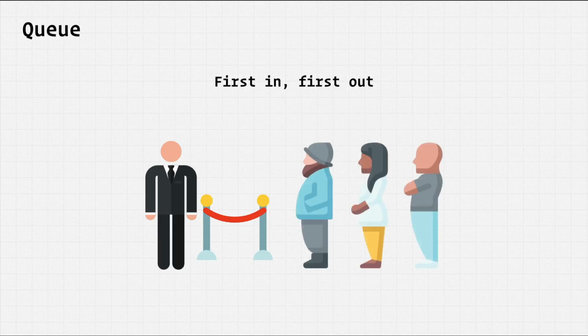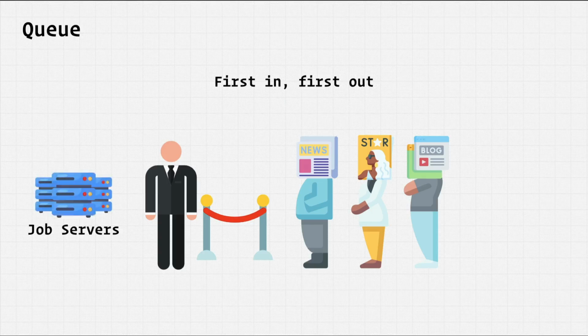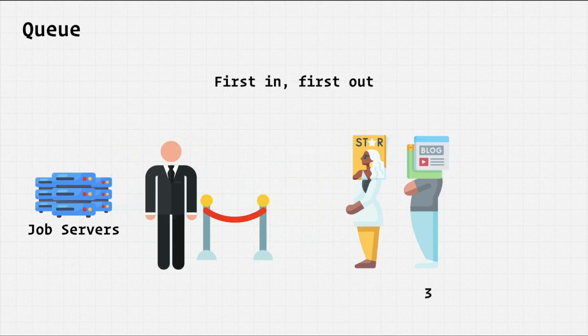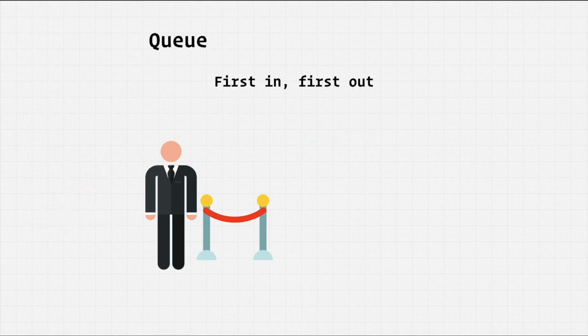Very simple here. The only difference now is that instead of people, I want you to see these as jobs. Whatever jobs got queued or whatever jobs came first are going to be the jobs that go through to get processed by the job server. So here, with the same order, the news came first, then the magazine, and then the blog. That will be the order that they get sent into the job server for the job server to do. Now, that is a basic queue.